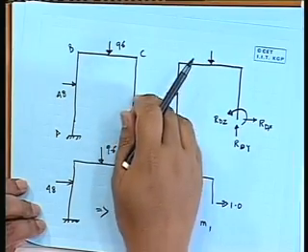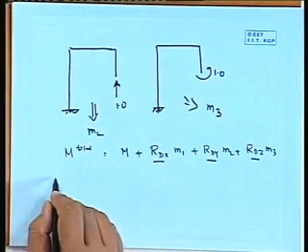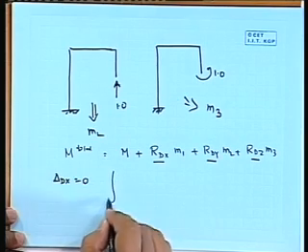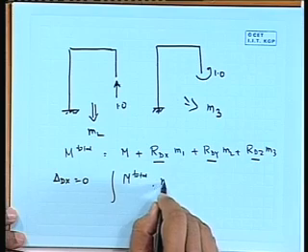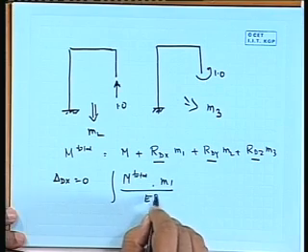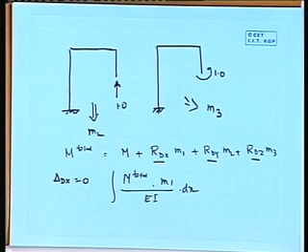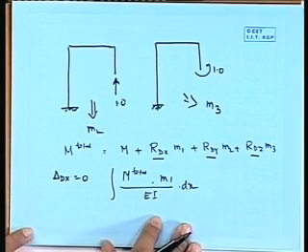Vertical direction it will be 0, rotation will also be 0. So we can say delta d x, that is 0. How much is it? It is M total into m 1 by E I d x, right.